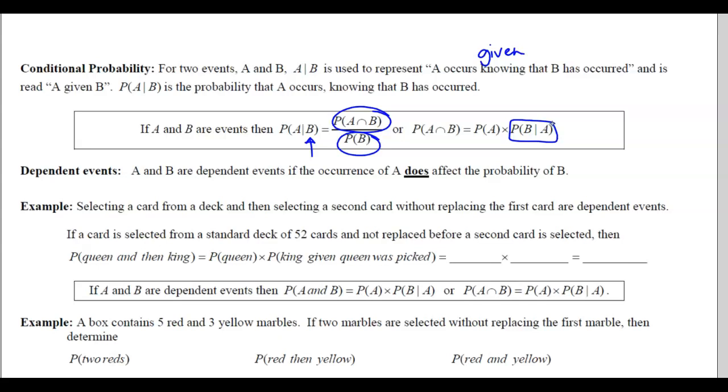Obviously the order of intersection of two sets doesn't matter. A intersect B is the same as B intersect A. But this order does matter. So if we were to solve here for P of B given A, we would get the probability of A intersect B over the probability of A.